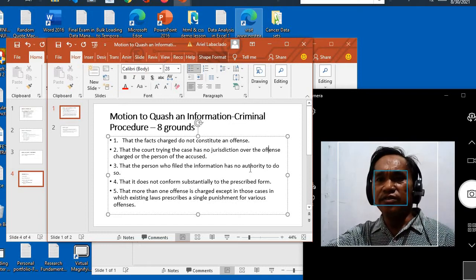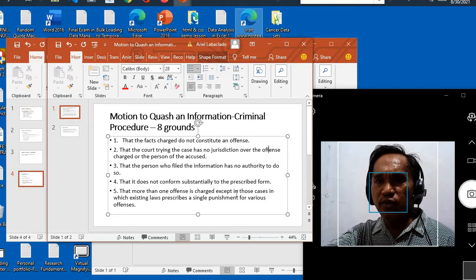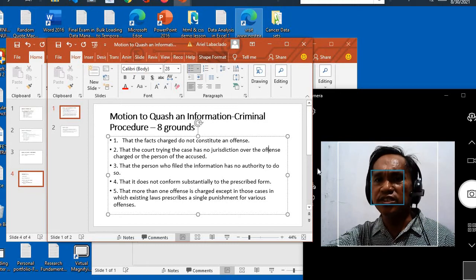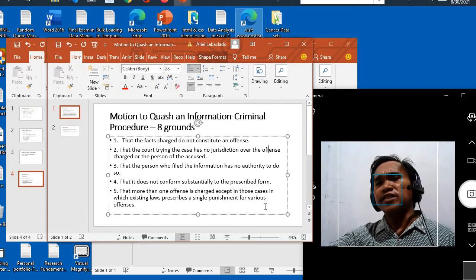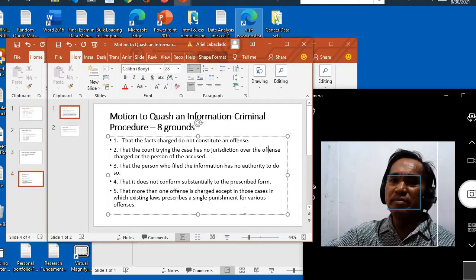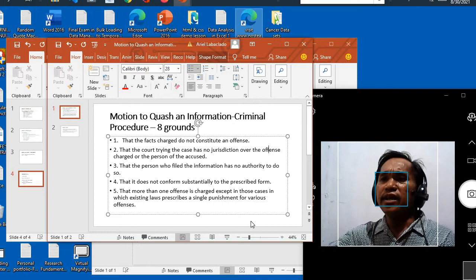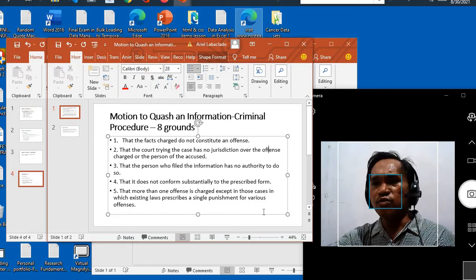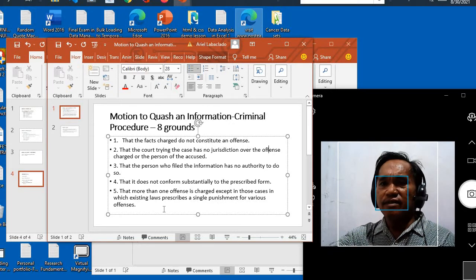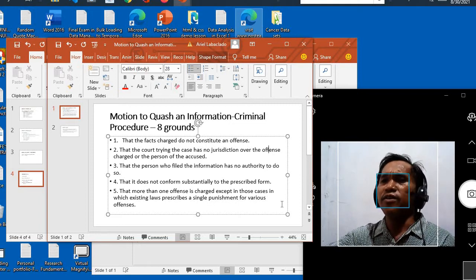Another ground for motion to quash, that more than one offense is charged, except in those cases in which existing laws prescribe a single punishment for various offenses. So kung madami ng krimen ang itinacharge sa information, then can be a ground for motion to quash. Pero may exception: except in those cases in which existing laws prescribe a single punishment for various offenses. So that is the exception.